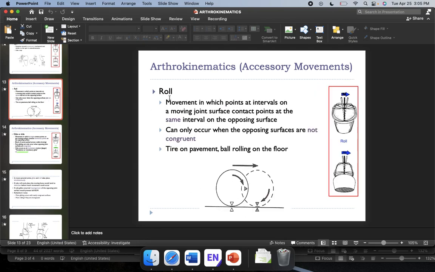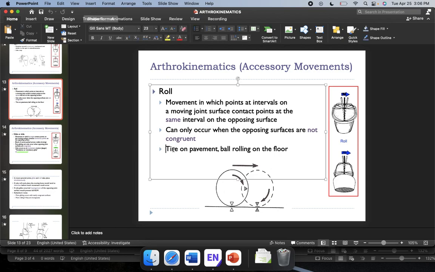The next arthrokinematic movement that I'm going to cover is roll. So roll is the movement in which points at intervals on a moving joint surface contact points at the same interval on the opposing surface. Let me give you an example here. A lot of people can compare this to a tire on a pavement or a ball rolling on a floor, where if this ball were to stay in place, as the ball rolled, you would have multiple points along this ball contacting the similar surface of a joint.